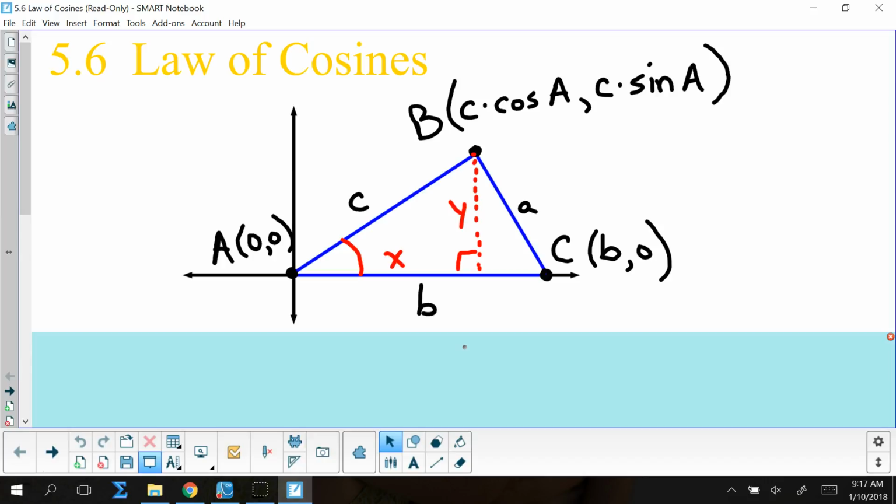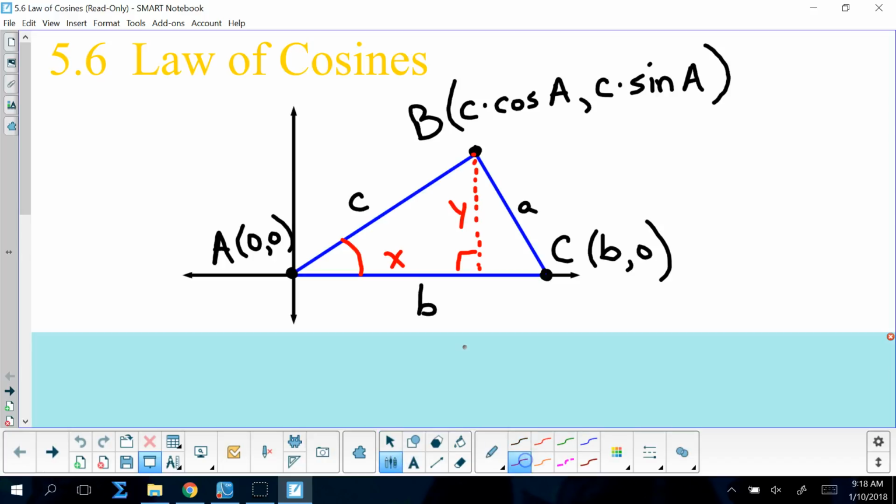So if I lock in point A at the origin, and I lock in point C at the point b, comma 0, because side AC is opposite angle B, so that's b, or side b. More importantly, this coordinate right here is going to be b, comma 0. Then I just need to find the coordinates of point B.